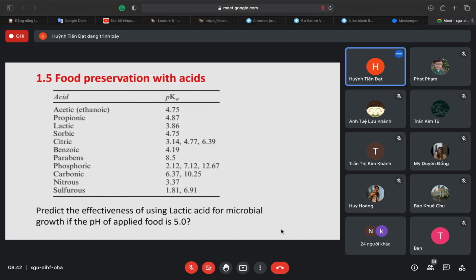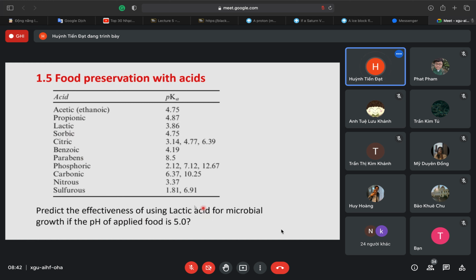Okay. So any ideas, guys? Can you predict the effectiveness? I think the sulfurous at 6.9 and the phosphorus at 7.12 and also the carbonic at 6.37, citric at 6.39 will be effective in treating this food.